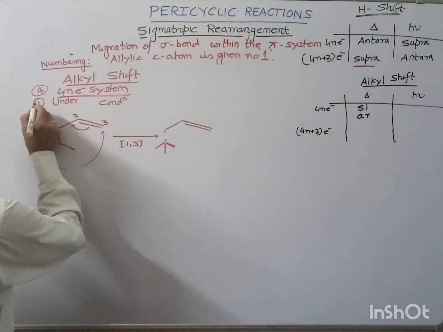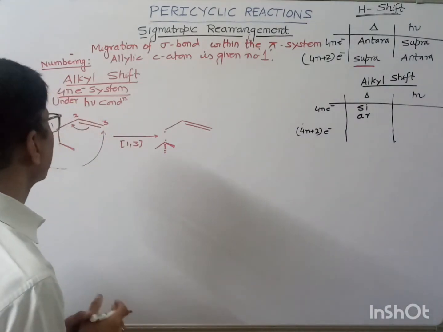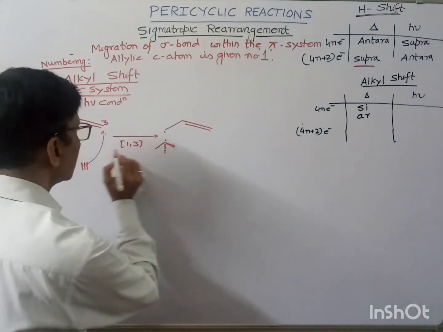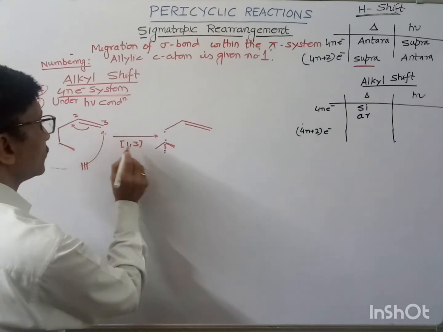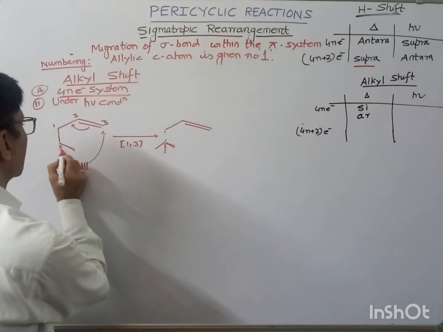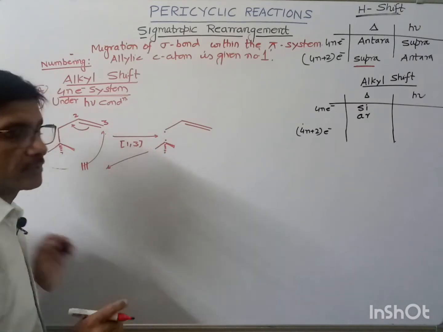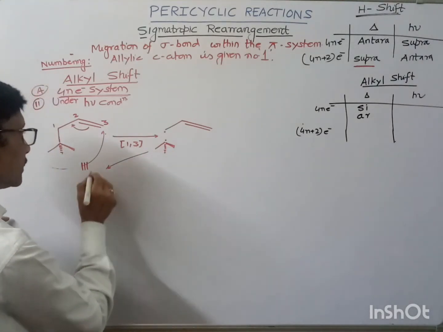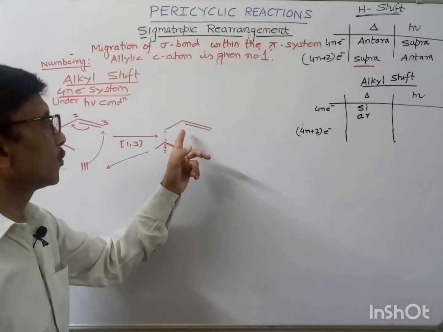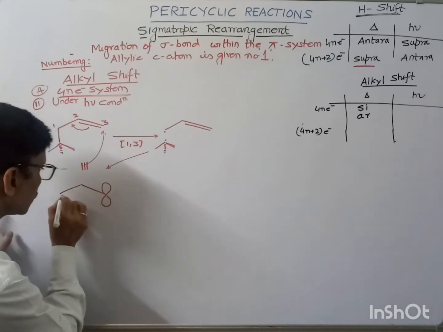Now the second part is under photochemical condition for 4n electron system. We are studying for the 4n electron system, and under photochemical condition, what would be the HOMO? I should write the orbital form for this one. So under photochemical condition, for the 4 electron system, the HOMO would be psi3. So let us write HOMO psi3.